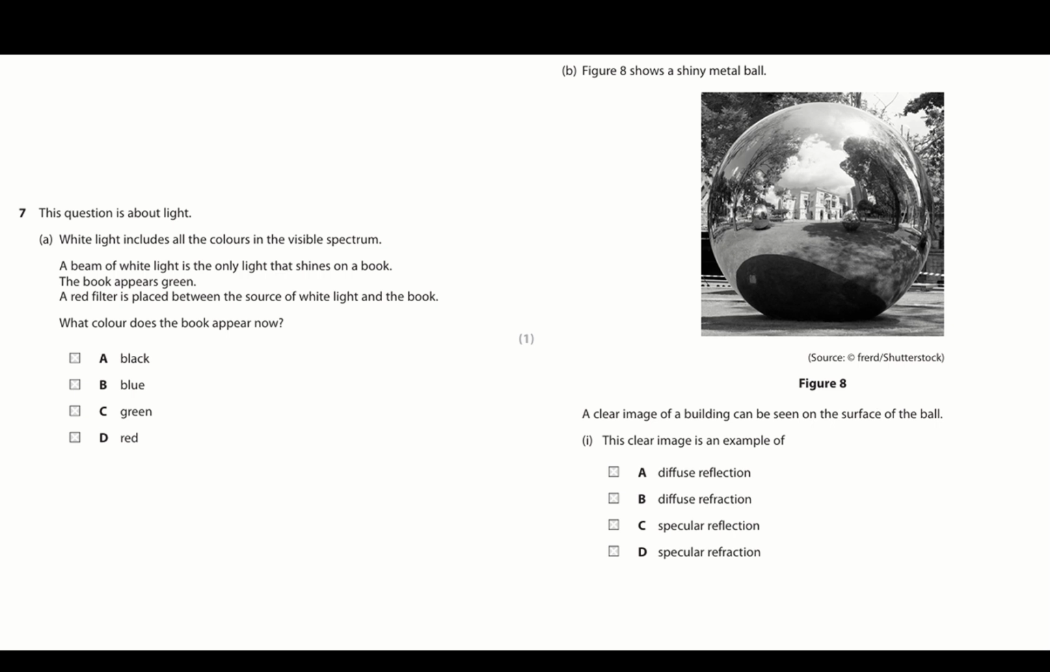Okay, question 7, we've got questions on light and reflection and refraction. It's quite a tricky question, the whole of 7. So white light includes all the colours of the visible spectrum, and the crucial part is knowing that the primary colours are RGB, red, green and blue. The book appears green, so here's my book, and I know that it's green. I'm going to put G because it's green.